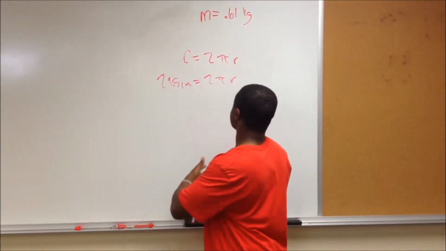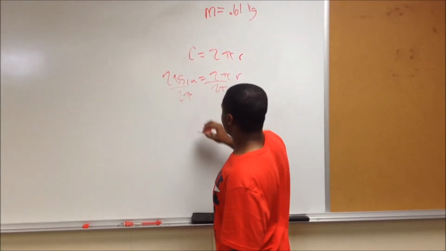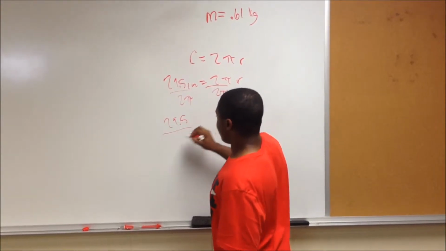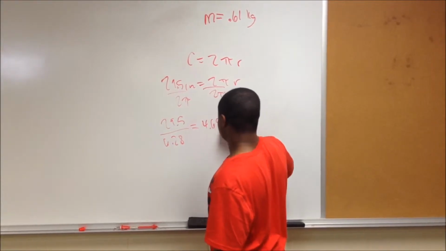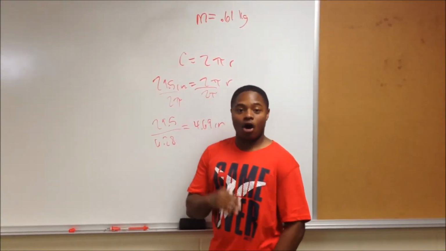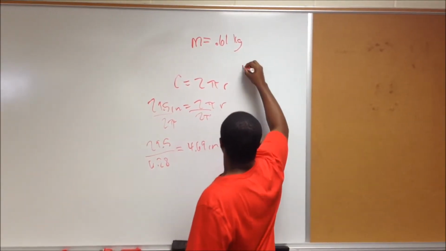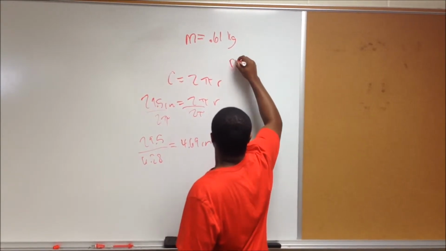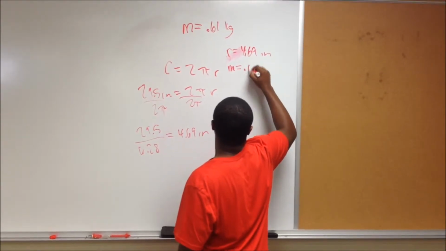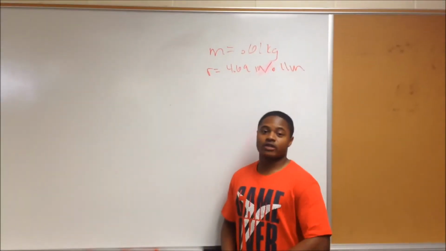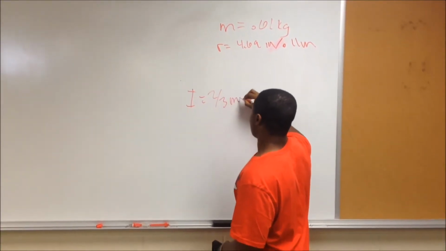To calculate the radius, we have to divide 29.5 inches by 2 pi. 29.5 divided by 6.28 equals 4.69 inches. Now that we have our r, our radius, and our mass, we can now find the inertia. The equation for inertia, I equals 2/3 m r squared.